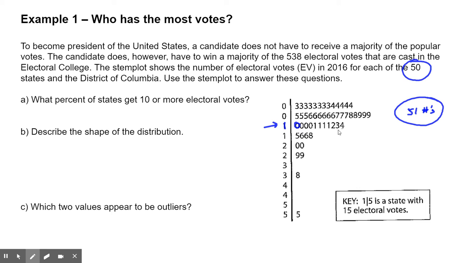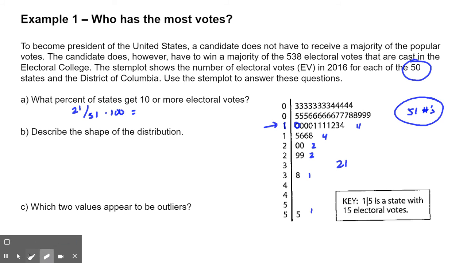I'm going to count all of these leaves from this 0 all the way down, because it's 10 or more. 1, 2, 3, 4, 5, 6, 7, 8, 9, 10, 11. So there's 11 numbers there. Then 1, 2, 3, 4 numbers there. 2, 2, 1, and 1. That's 11, 15, 17, 19, 20. That's 21 numbers, 10 or greater. So 21 out of the 51. Times that by 100, and that'll give me my percent.